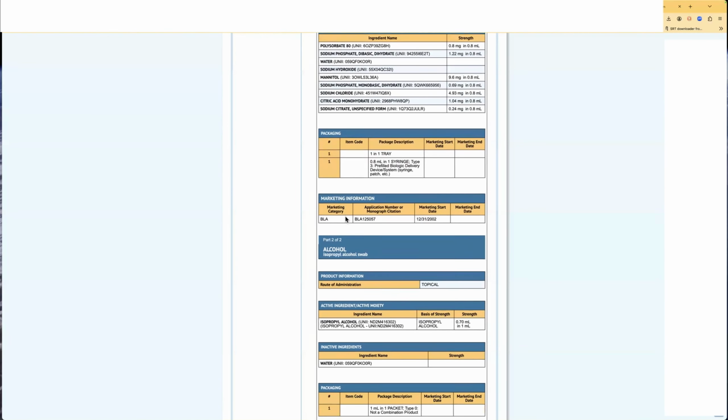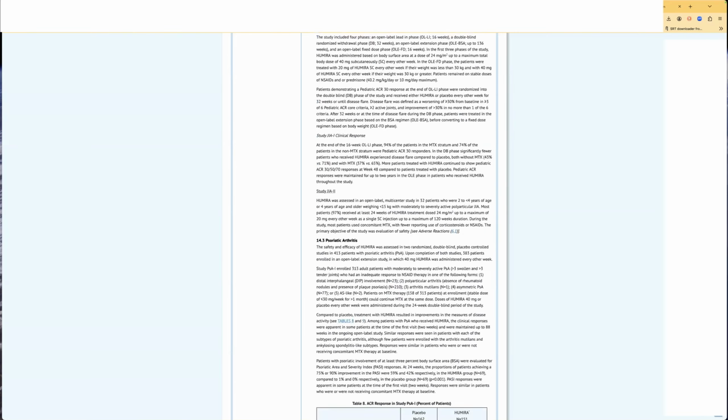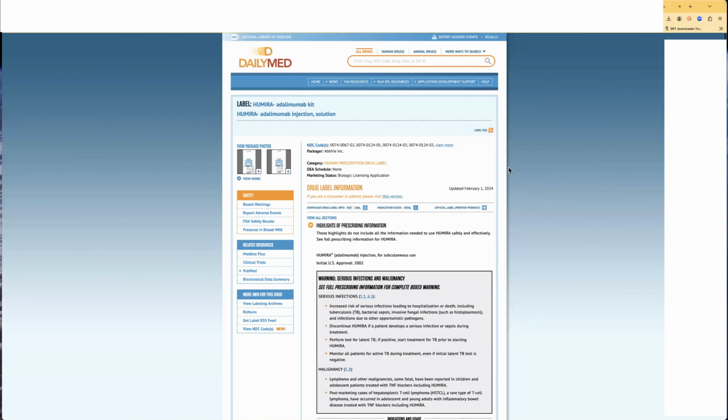Perfect. So here, in a nutshell, that was the information that I just wanted to share with you related to Dailymed, use of Dailymed, and the information that is available through Dailymed. And of course, here we had an example of Humira or adalimumab. And this is a kit because this is a combination product of a medical device, of course, and a drug.